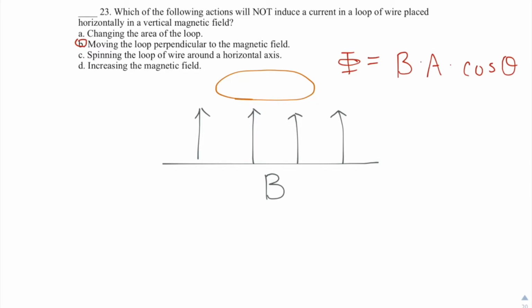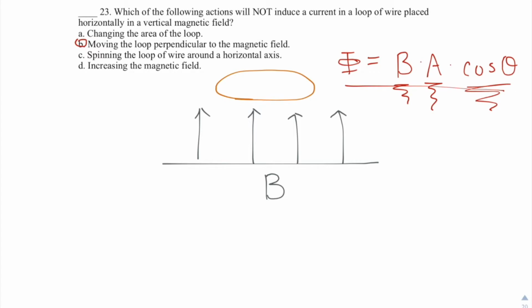So in order for an induced EMF or an induced current to occur, we need to have a change in magnetic flux. And here we have the equation for magnetic flux, and you see that you can do three things that cause a change in magnetic flux. You can change the magnetic field, the area of the loop, or the angle of incidence. Option A changes the area of the loop. So if you were to make the loop smaller or bigger, that would cause a change in magnetic flux.